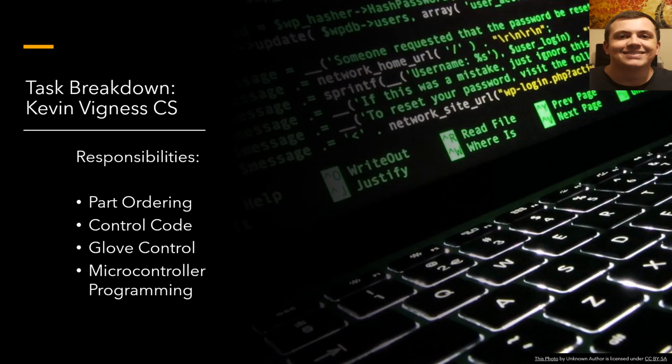Kevin Bigness, and here are my responsibilities. Ordering parts that are necessary for me to accomplish our goal, and testing things, as none of us can really meet in person effectively.